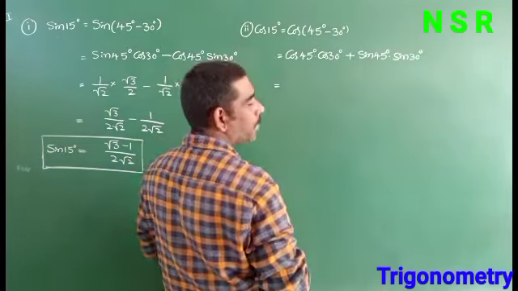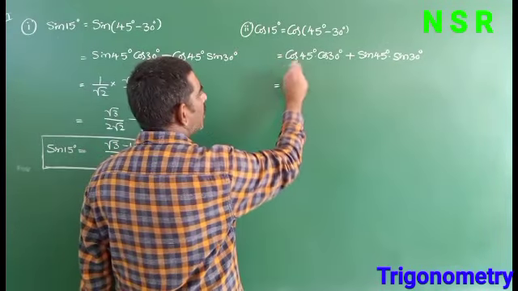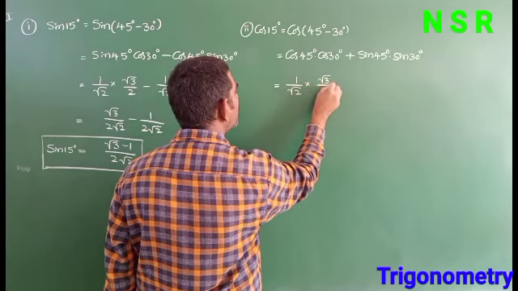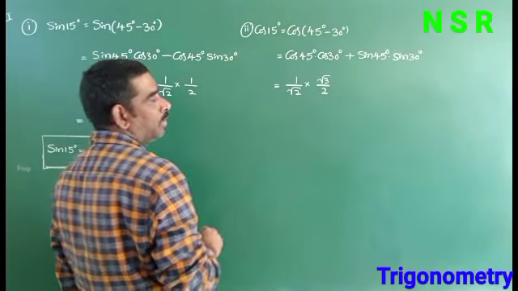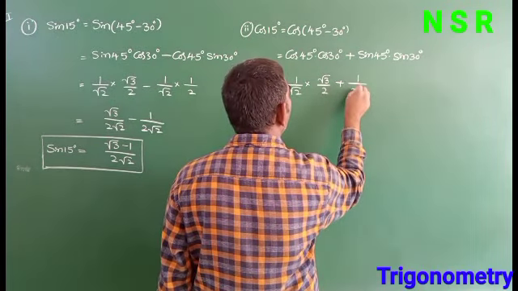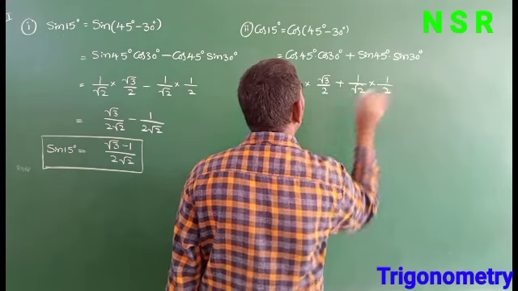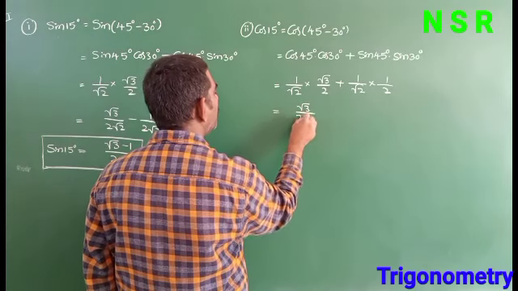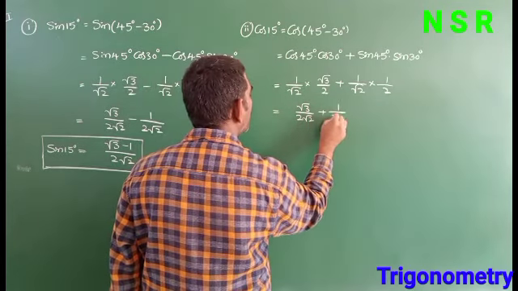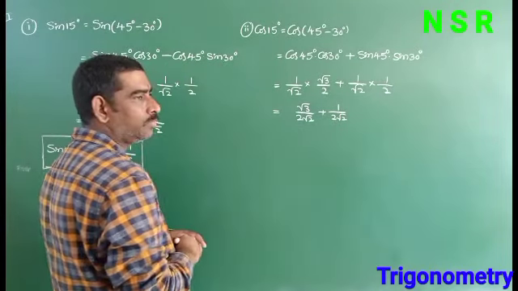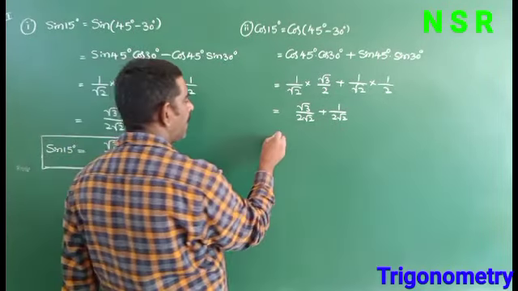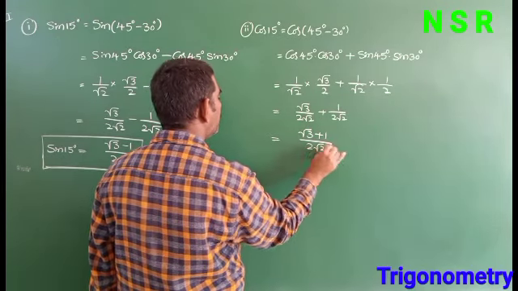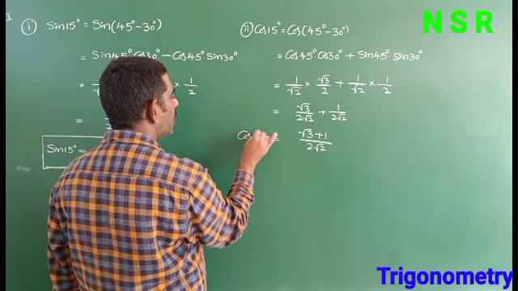So it is equal to, apply your values: cos 45 value 1 by root 2, cos 30 value is root 3 by 2. Next, sin 45 is 1 by root 2, sin 30 is 1 by 2. Now 1 into root 3 by 2 root 2 plus 1 by 2 root 2. So here the LCM is 2 root 2, we get root 3 plus 1 by 2 root 2. So this is the value of cos 15.